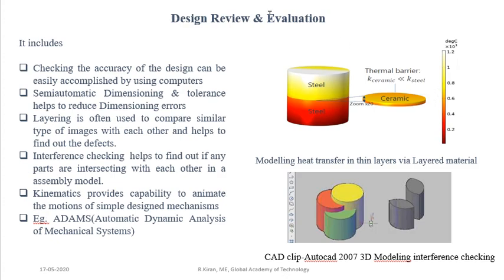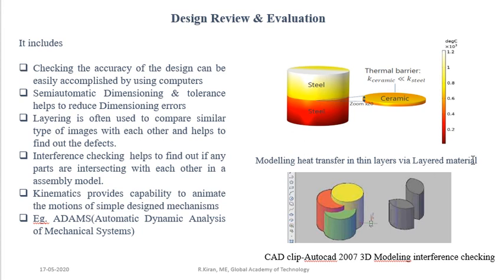Coming to the design review and evaluation part, this technique includes the accuracy of the design, which can be accomplished very easily by using the systems, and it also involves semi-automatic dimensioning and tolerancing, which will help to reduce the dimensioning errors. So what do we mean by this? And also we can perform layering here. So what do we mean by layering? Layering is a technique used to compare similar types of images with each other, and it helps to find out the defects.